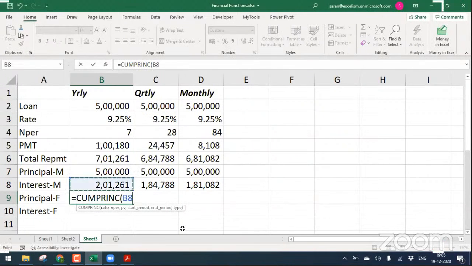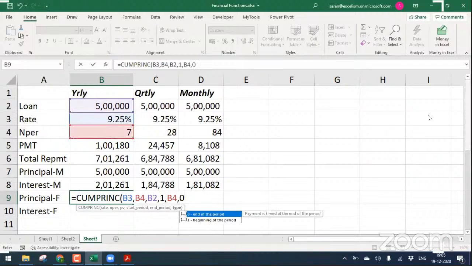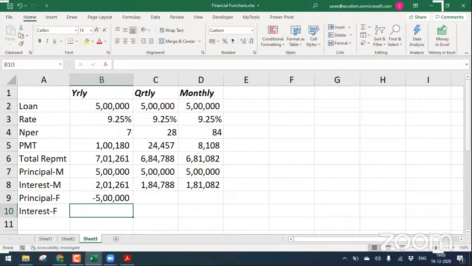Cumulative principal. The rate of interest is this divided by 12. The number of periods are this because it's yearly. I'm sorry, I think it's yearly, so I need not put divided by 12. So the number of periods are 7. Then the present value is nothing but the loan, comma, starting period is 1. The end period is 7, comma, 0. Could you please tell me what is the answer it's going to give? Put in the chat box. 5 lakhs, simple. Because I want to take from the first period till the last period total principal.